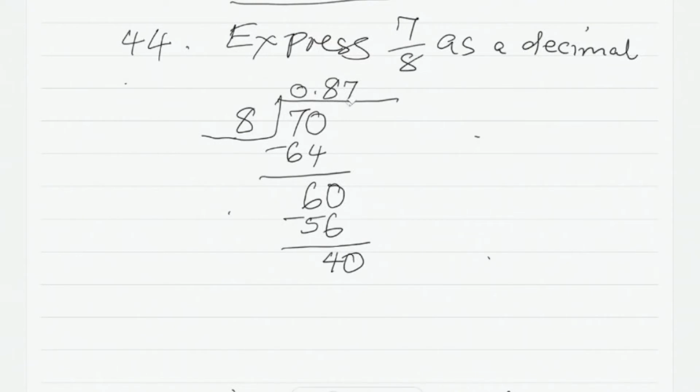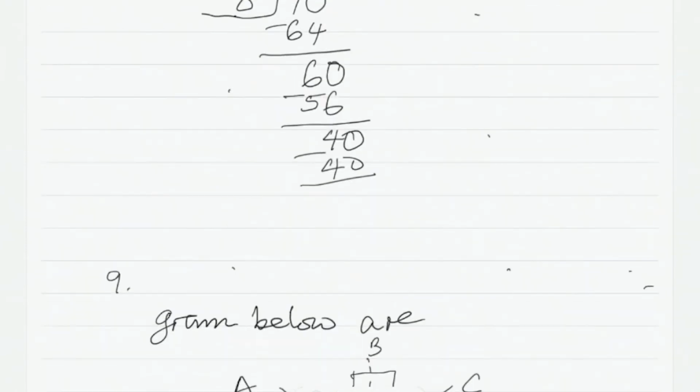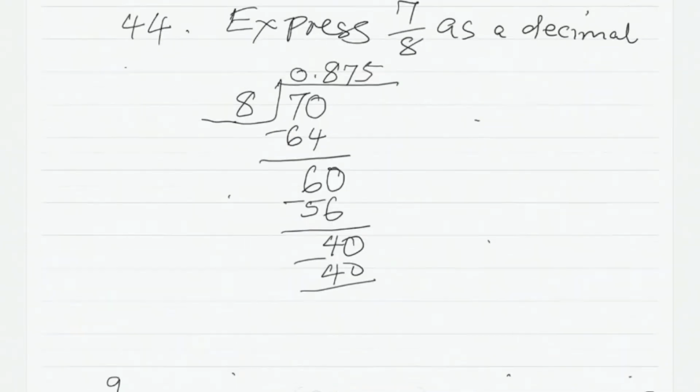Eight into 40, it gives us 5. 5 times 8, that is 40. So expressing 7/8 as a decimal will give us 0.875 as a decimal. So our answer is C.